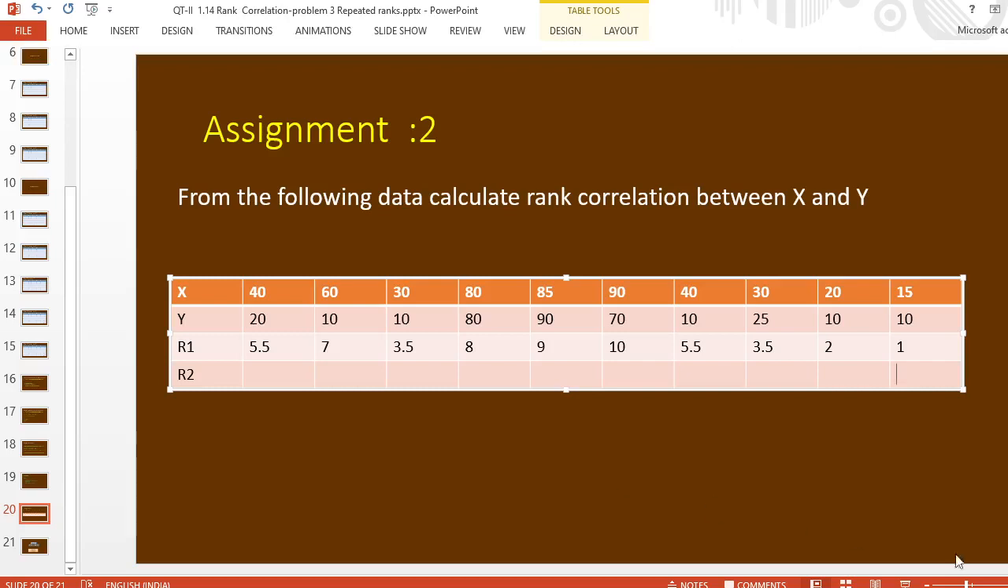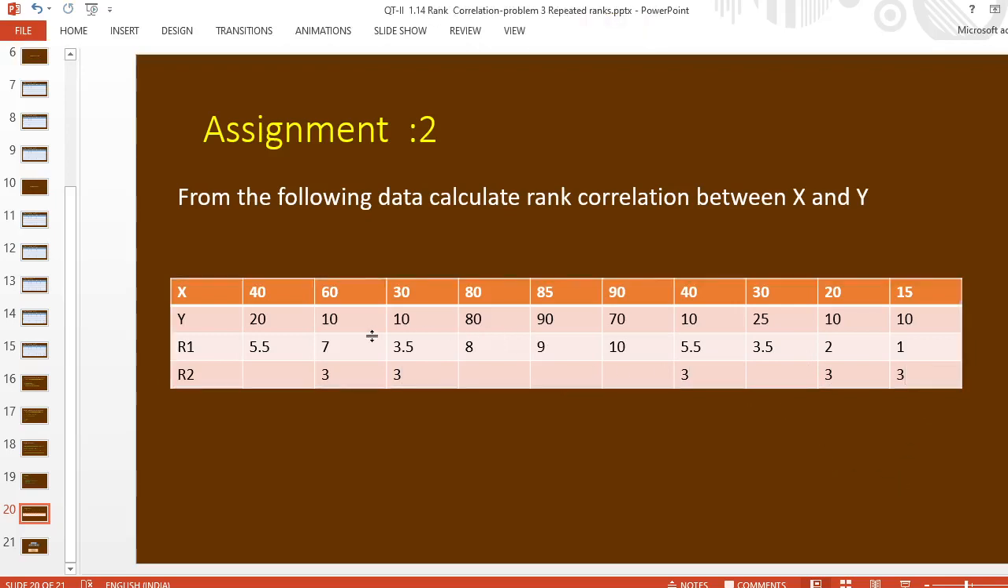As far as the average rank, it's 1 plus 2 plus 3 plus 4 plus 5, that means 15. We have considered 5 ranks, so 15 divided by 5 is 3. So I should allot the rank 3 for all the repeated data. So 10 here 3, 10 here 3, again 10 here 3, here again 3 and here 3. That is the average rank for all the repeated data. After this, I'll consider the next number.